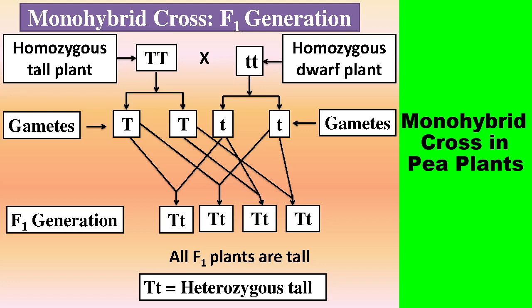carried out the first hybridization experiment considering the effect of one gene, that is the expression of one character. What he did, he took a homozygous tall pure plant and a homozygous dwarf pure plant, and they were cross-pollinated. These two types of characters of the same plant were cross-pollinated, and the progeny or offspring of these plants were all tall in F1 generation.